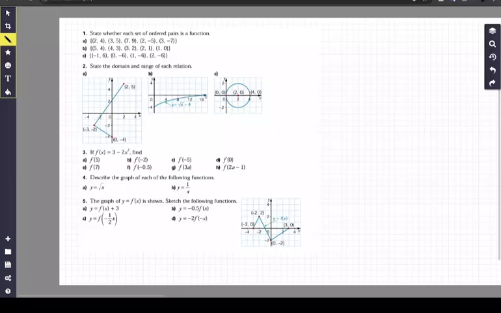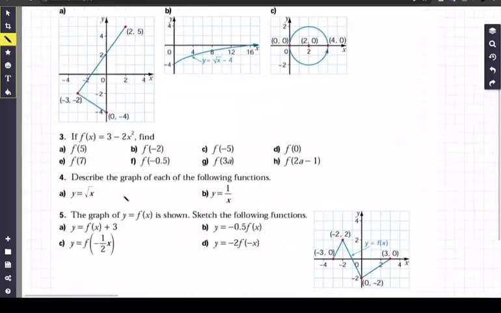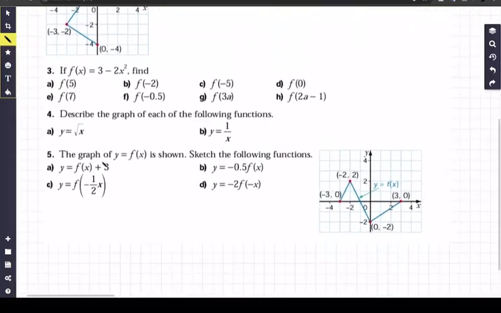Sketch the following functions. These I'm going to leave up to you because it's pretty simple. I'm just going to tell you the translations because I believe we have no problem with sketching. For A, the entire picture is moved up by 3. And for B, the y values are cut in half, and this entire thing is reflected about the x-axis.